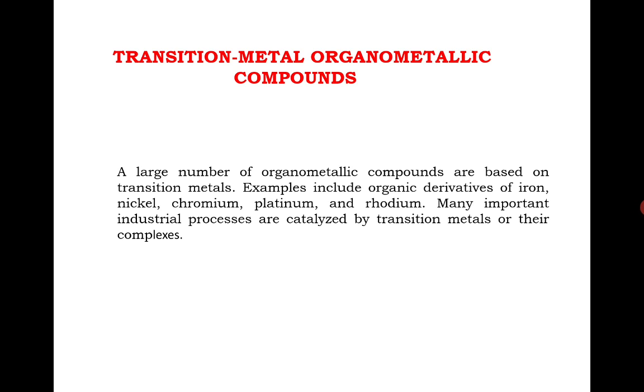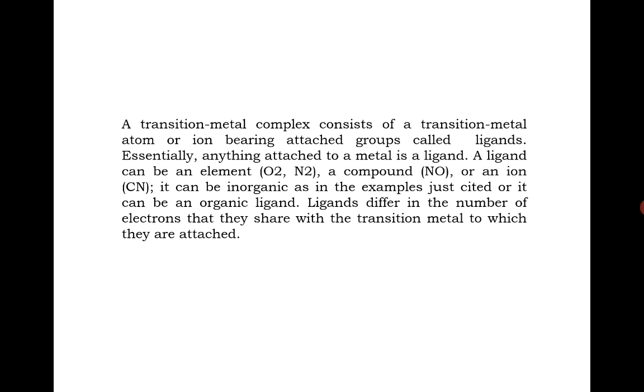In this lecture we start transition metal organometallic compounds. A large number of organometallic compounds are based on transition metals. Examples include organic derivatives of iron, nickel, chromium, platinum and rhodium. Many important industrial processes are catalyzed by transition metals or their complexes.